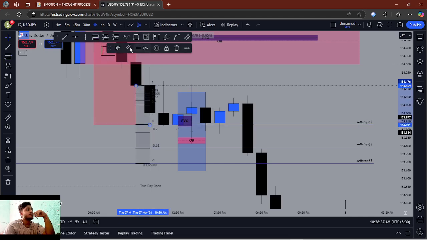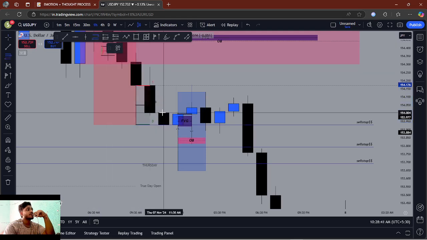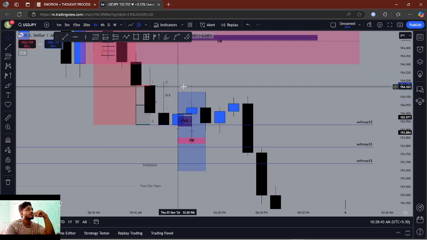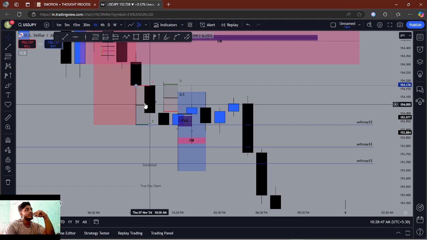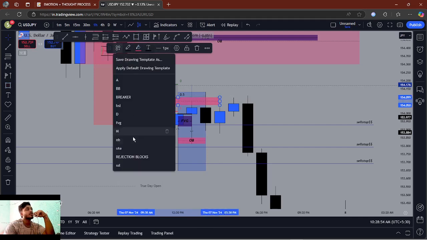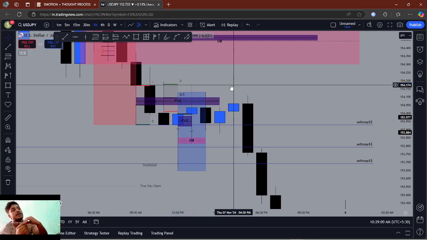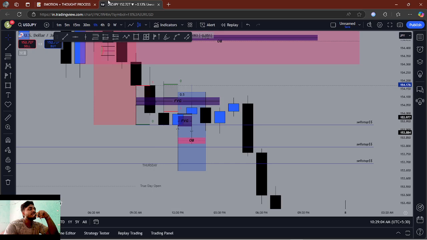Let me just quickly draw it for you guys. So it's premium and discount and premium and discount. As you can see, we had this impulse fair value gap here, which is 50% of this price leg and 50% of this price leg, which becomes your impulse fair value gap. We just had an idea that we're gonna go into the impulse fair value gap, and from there we can push lower. So I was just looking for buys.